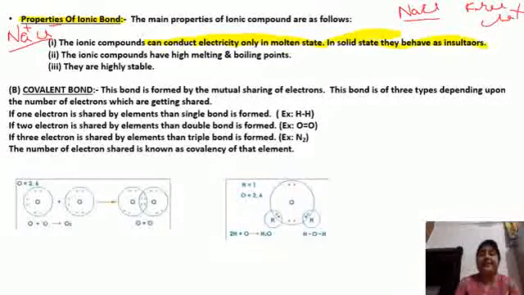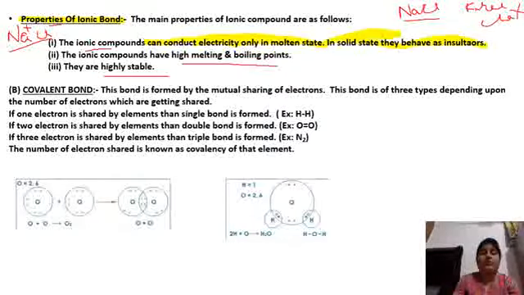And we all know very well that the flow of charge or flow of electrons is known as electric current. So the ionic compounds can conduct electricity only in molten state, while in solid state they behave as insulators. Due to this, their melting and boiling points are very high and they are highly stable. Okay?